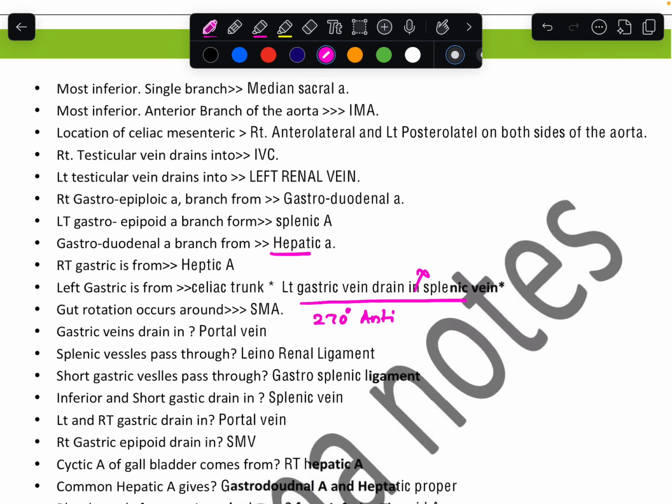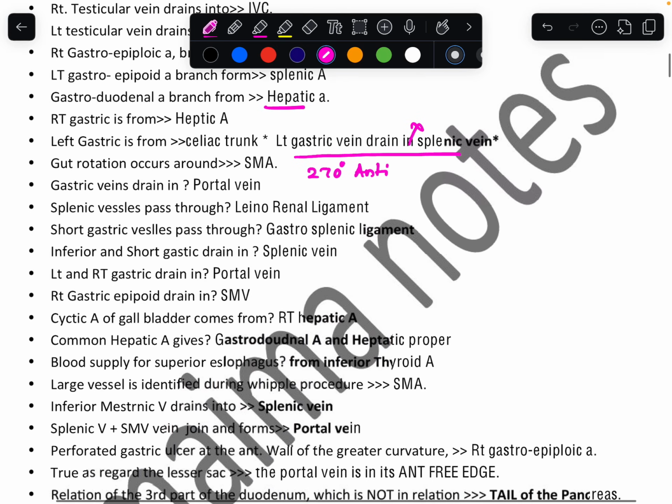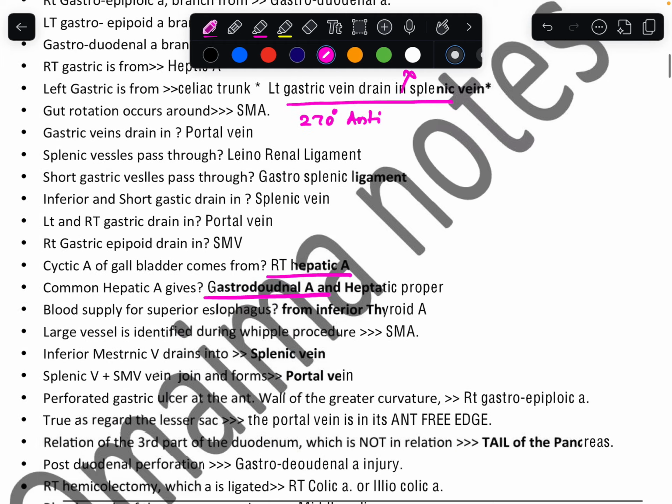Splenic vein passes through the lienorenal ligament. Short gastric vein supplies the gastrosplenic ligament. Inferior and short gastric vein drains in splenic vein. Right and left gastric vein drain in portal vein. So right gastric drain in superior mesenteric vein. Cystic artery of the gallbladder comes from right hepatic artery. This is right. Common hepatic artery gives gastroduodenal artery.